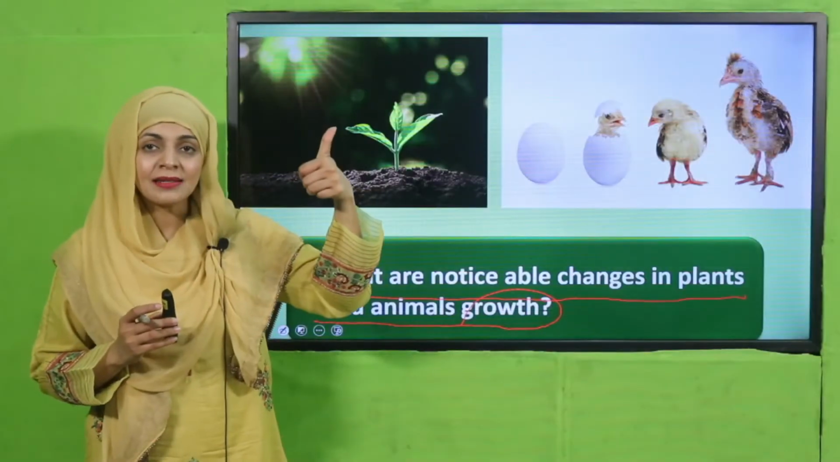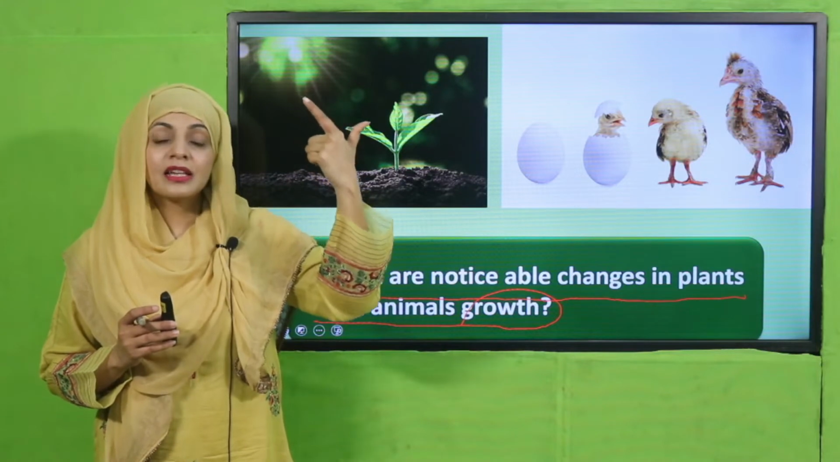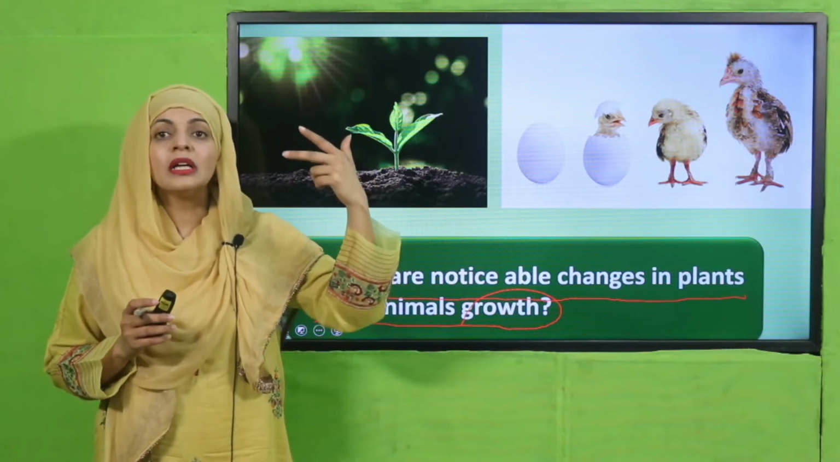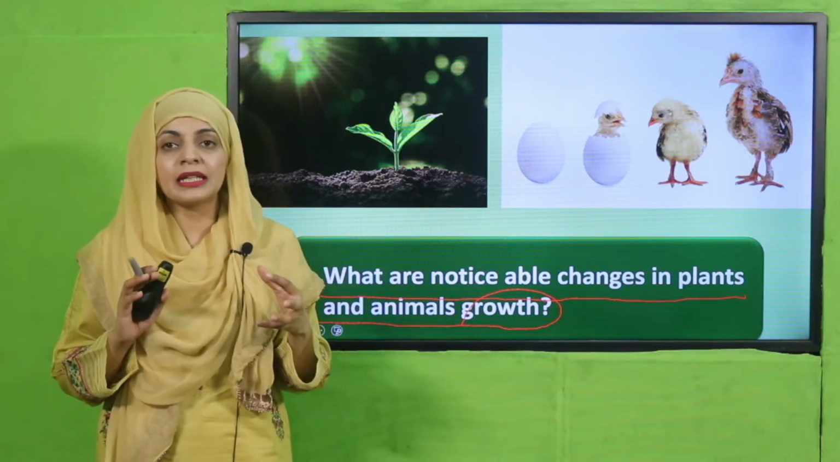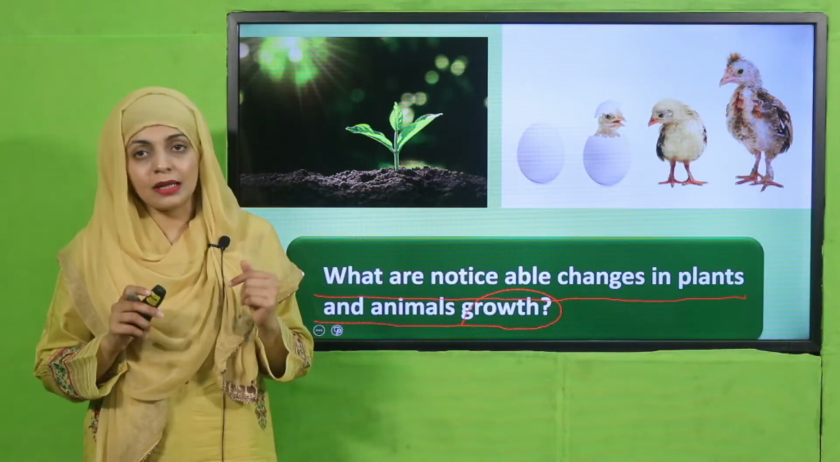First of all, their size, their strength, whether they are weak or strong, they change their color. So these are the different growth phases in plants and animals.